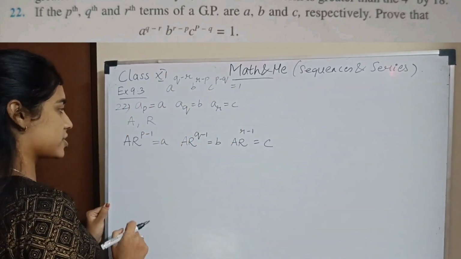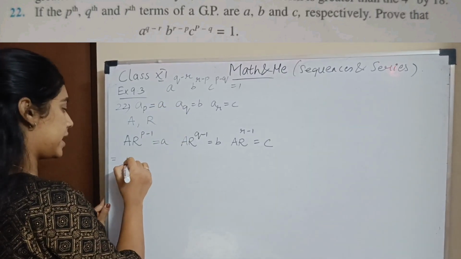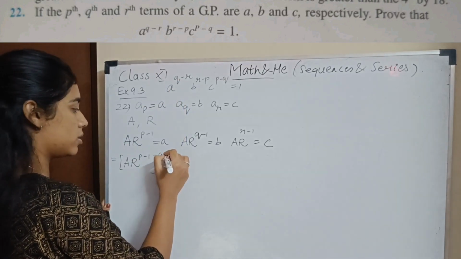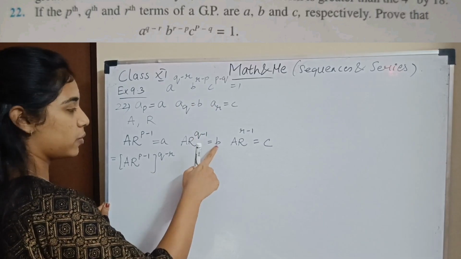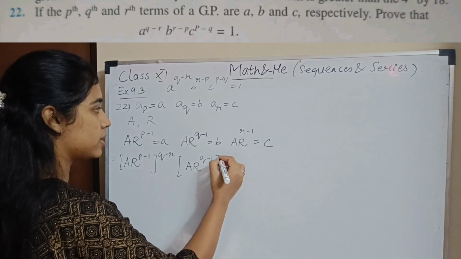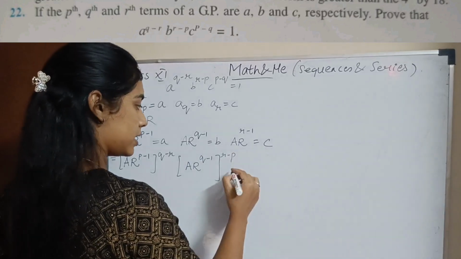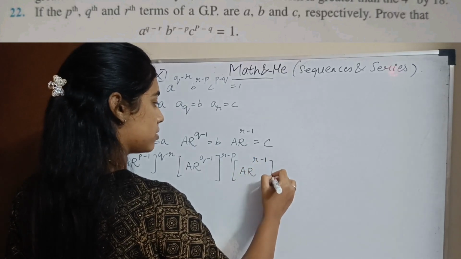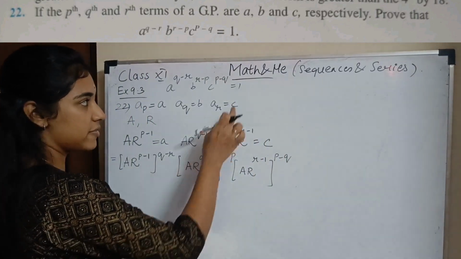So let us take the RHS. Instead of a, I am going to substitute what we found here. So it equals A R to the power p minus 1, whole power q minus r, times b to the power r minus p. What is my b? A R to the power q minus 1, whole power r minus p. What is my c? A R to the power r minus 1, whole power p minus q. So this is my RHS. I'm going to solve the RHS and see if I get 1.